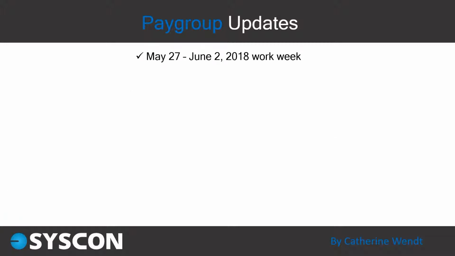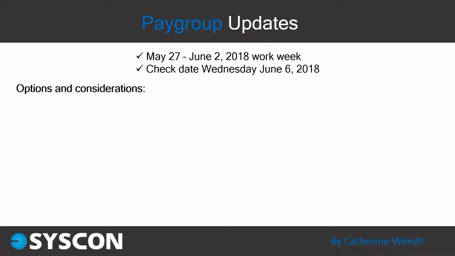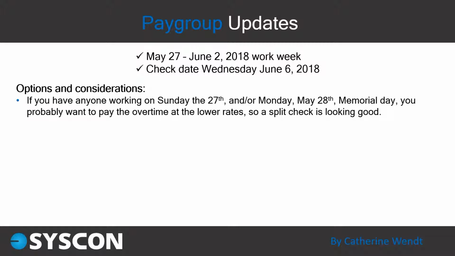For the May 27th through June 2nd work week, with a check date of Wednesday, that would be June 6th, here are some of the options we're going to consider today. One, if you have anyone working on Sunday the 27th and/or Monday the 28th, Memorial Day, you will probably want to pay these overtime at the lower rates. So a split check is looking like a good idea.